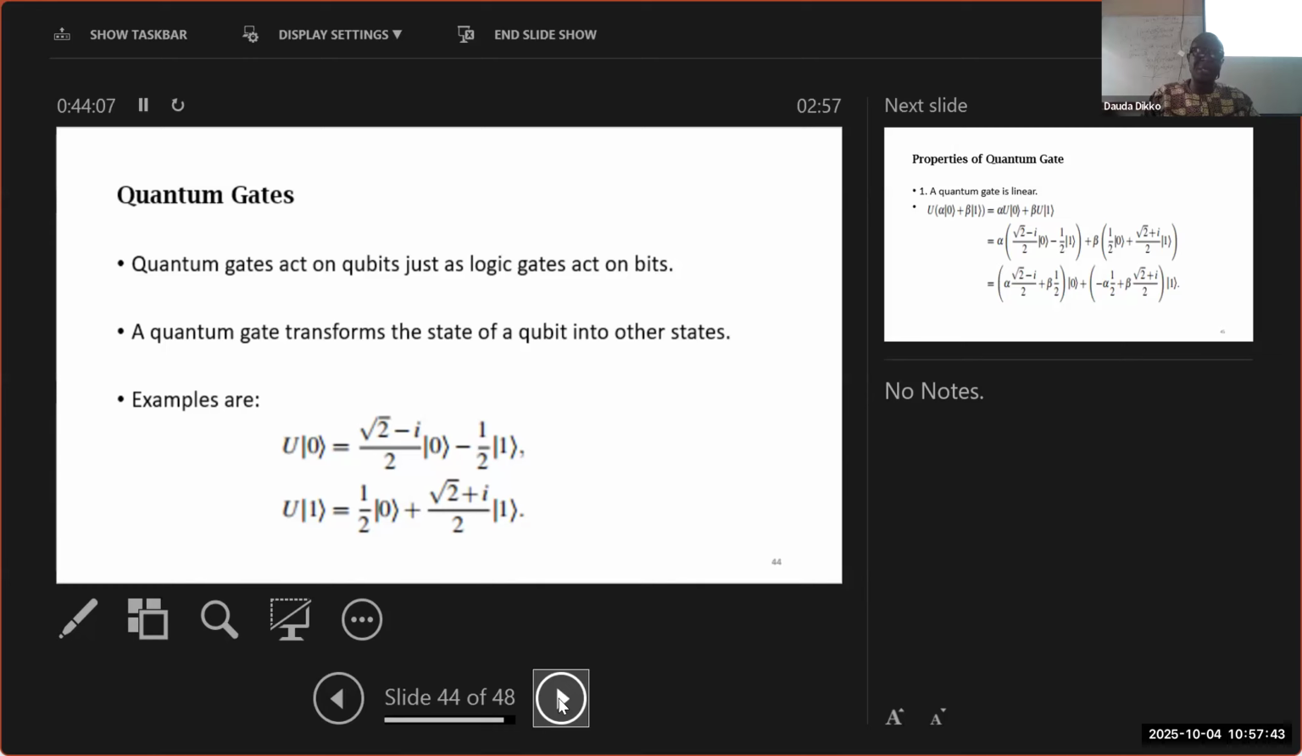So if you have the state 0, which also undergoes a linear combination of alpha 0 then plus beta, you can see that the alpha is complex in nature.